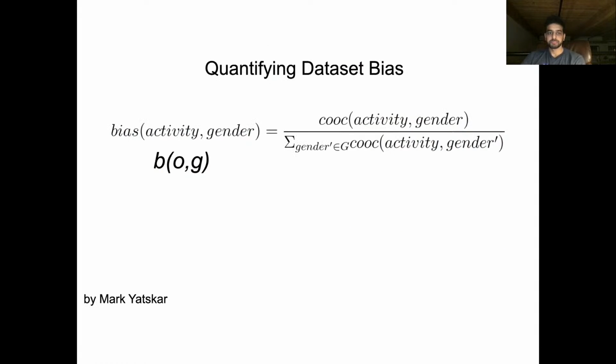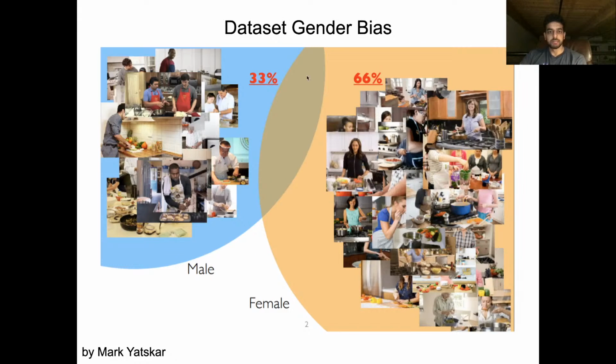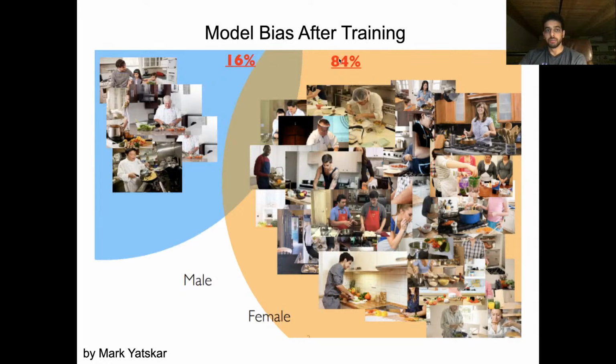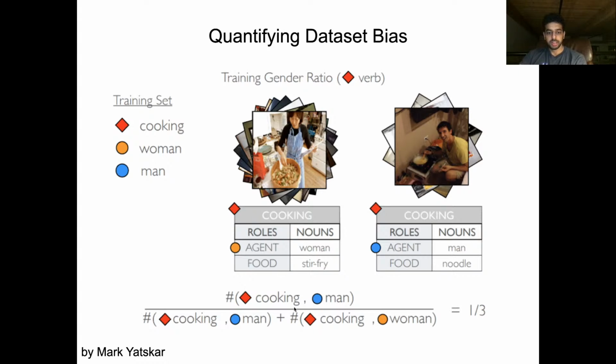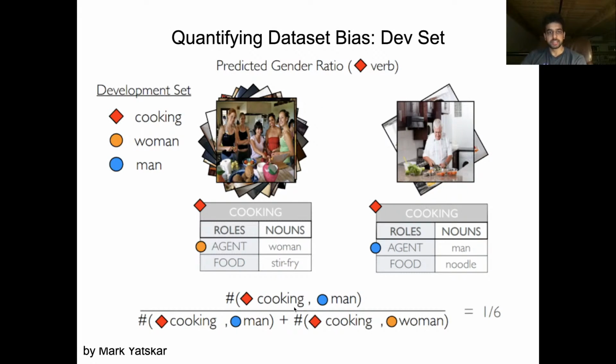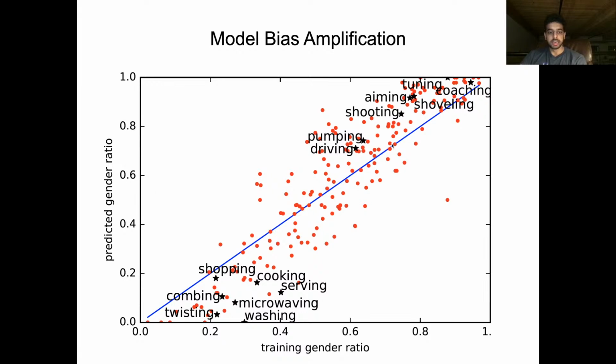Yeah. So you can actually quantify this, and I'll go through this pretty fast, but basically we are just going to compute the ratio of the actual data set for a particular activity, like the ratio of female to male associated with cooking. And we can also compute this ratio on the model's own predictions. And now we can compute this amplification, right?